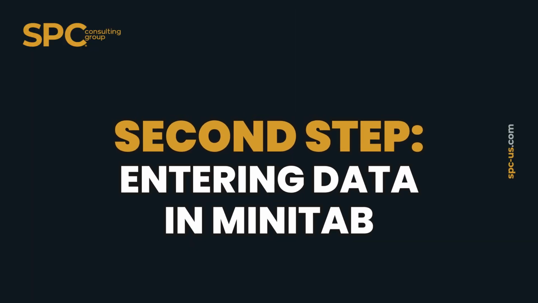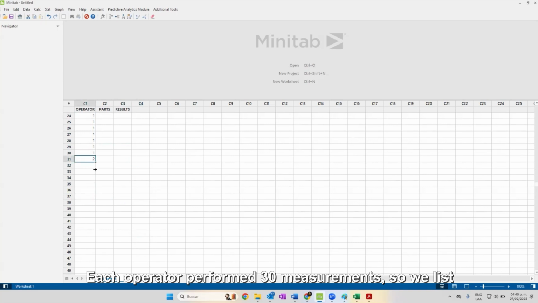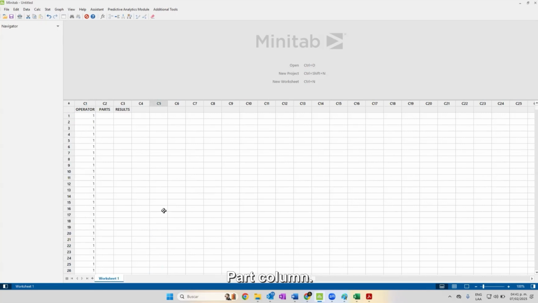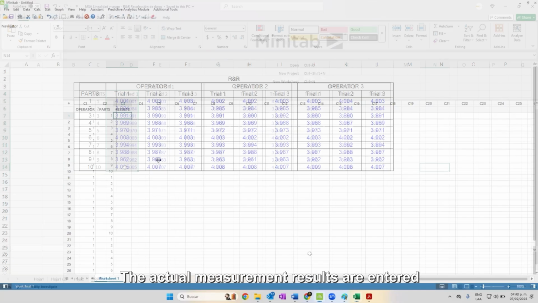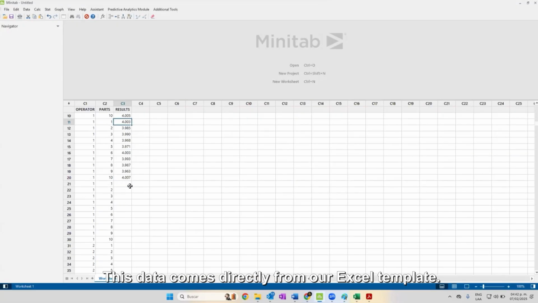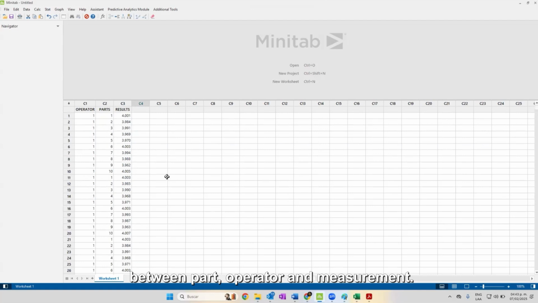Second step, entering data in Minitab. Minitab can create the Gage R&R worksheet. However, we will structure the data as follows. Operator column. Each operator performed 30 measurements, so we list their number, 1, 2, and 3, 30 times in this column. Part column. Parts are listed 1 through 10, repeated 3 times since each was measured 3 times by each operator. Results column. The actual measurement results are entered in the order they were collected. This data comes directly from our Excel template. There are other ways to randomize the data. It is important to assure the relation between part, operator, and measurement.